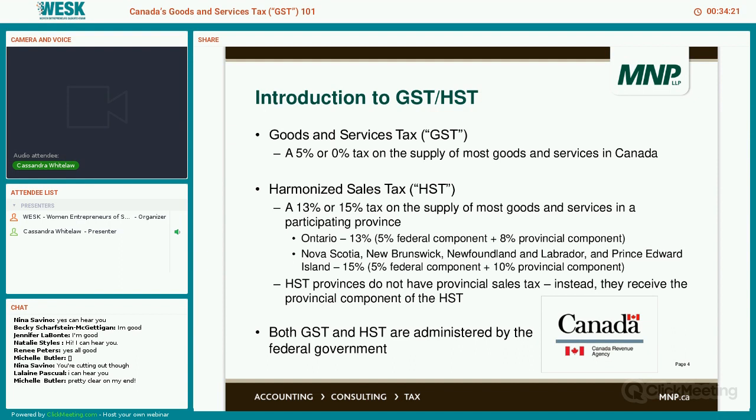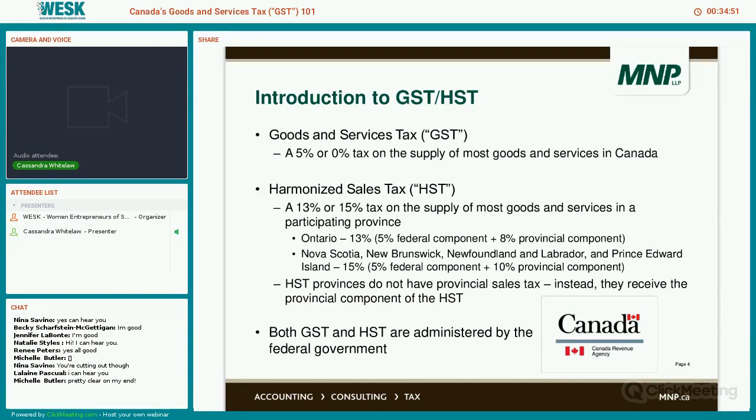So these HST provinces don't have their own provincial sales tax. Instead, they receive the provincial component of the HST. Both GST and HST are administered by the federal government. Because the majority of people here are in Saskatchewan, we will focus on the GST. There'll be several instances where I may just reference GST, but the same rules will apply to HST.